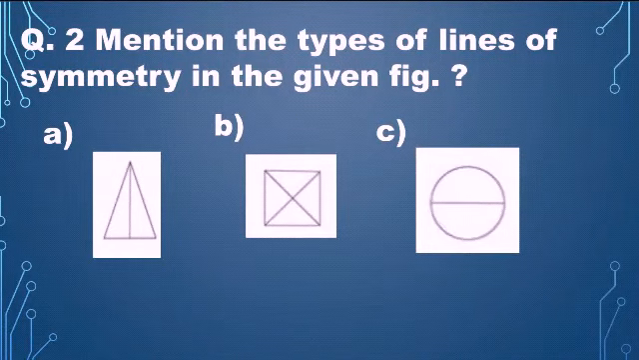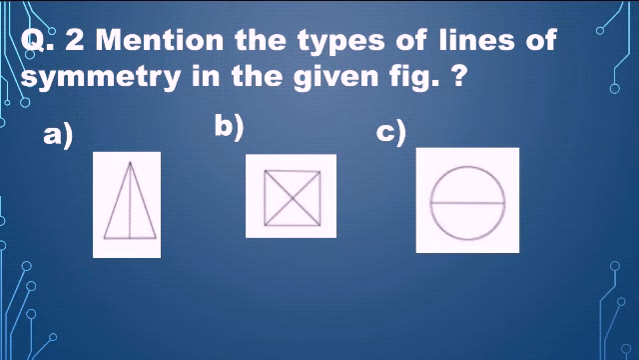Now let us discuss our second question. Mention the types of lines of symmetry in the given figures. There are three figures given, and for each you have to write which kind of line of symmetry it is. In the first picture we have a triangle, in the second a square, and in C it is a circle. See, there is a line in each picture. That line indicates which type of line of symmetry you have to mention.